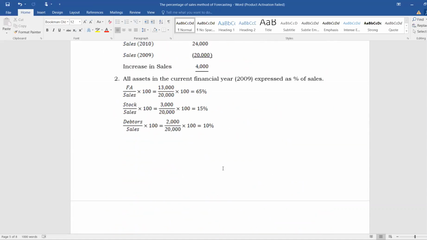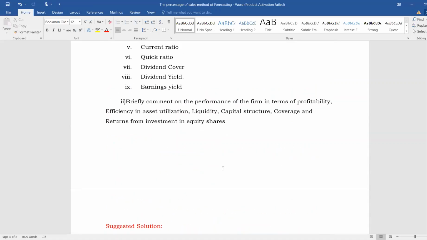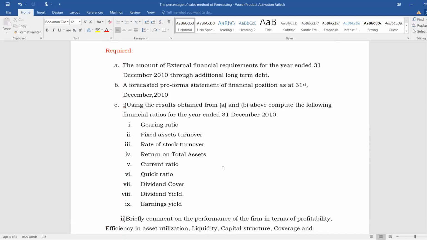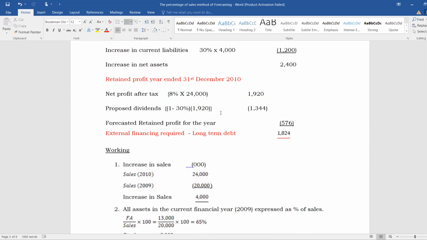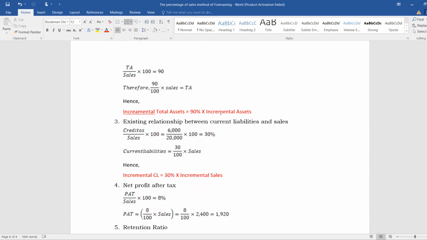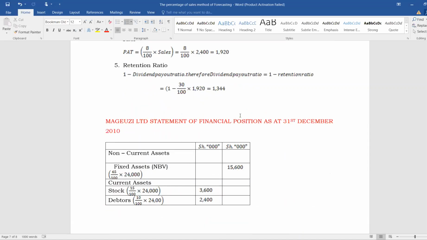Now we have finished Part A. What was Part A asking? The amount of external financial requirements. I think I should have said external long-term financial requirements, through additional long-term debt. Part B: a forecasted pro forma statement of financial position as at 31st December 2010.